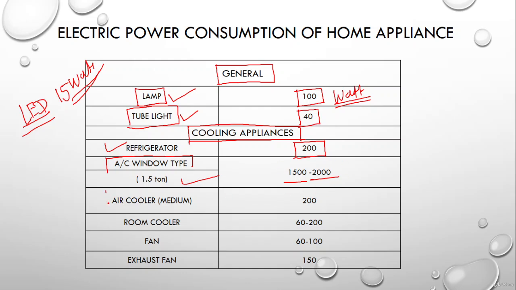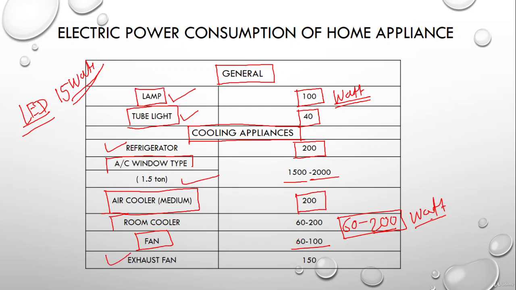Whenever we talk about the air cooler, a medium air cooler consumes power of 200 watt capacity. A room cooler consumes power from 60 to 200 watt. It depends upon the capacity of the room cooler, but generally the wattage range will lie in this range only. Whenever we talk about the fan for cooling purpose, it also consumes power from 60 to 100 watt capacity. The exhaust fan that we use in the kitchen or any other system will consume power of 150 watt.